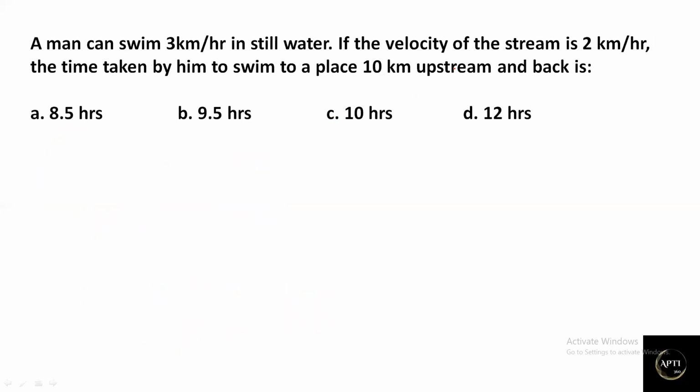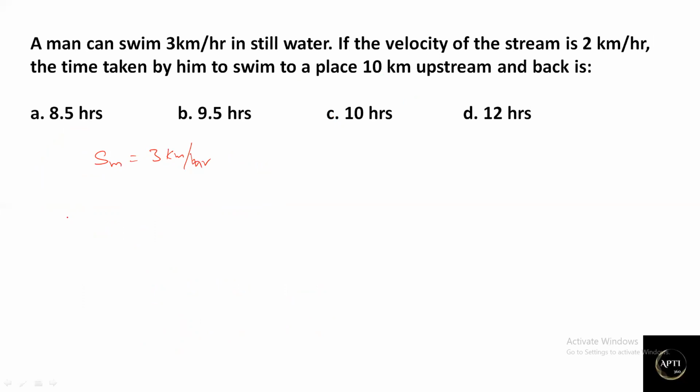A man can swim 3 kilometers per hour in still water. Here, a man can swim 3 kilometers per hour in still water, which means the speed of the man is given. The speed of the man is 3 kilometers per hour. If you write it while reading the question, it will be easy for you to understand the logic.